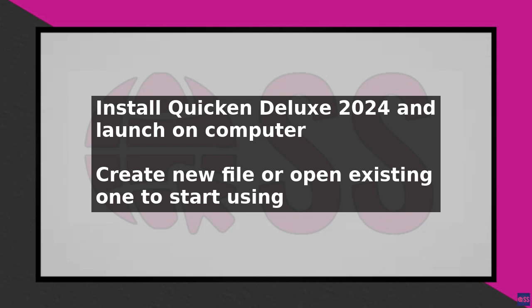account. The first step is to set up your financial accounts, including bank accounts, credit cards, and investments. You can do this by navigating to the Accounts tab and selecting Add Account. Quicken will then guide you through the process of linking your accounts to the software.